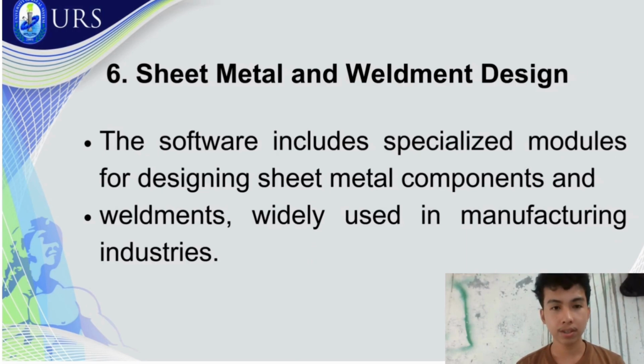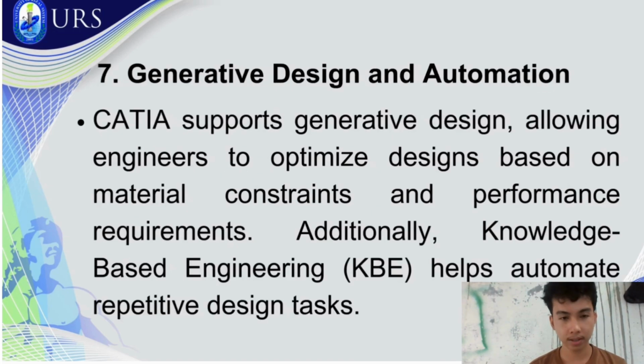Next, sheet metal and weldment design. CATIA has tools to design things made of bent metal sheets or parts that are welded together. For example, an air conditioning company uses CATIA to design the metal casing of the unit and the welded metal frame that supports it. Next is generative design and automation.